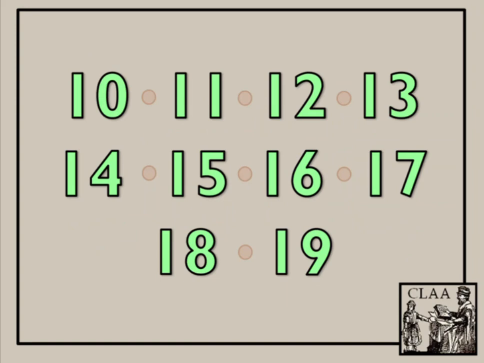Let's continue going over some of the numbers that we've already learned how to count. Point to each number and read it with me. 10, 11, 12, 13, 14, 15, 16, 17, 18, 19. Did you remember all these numbers?